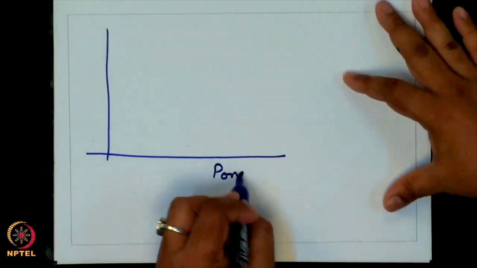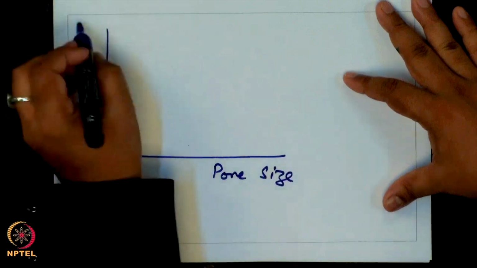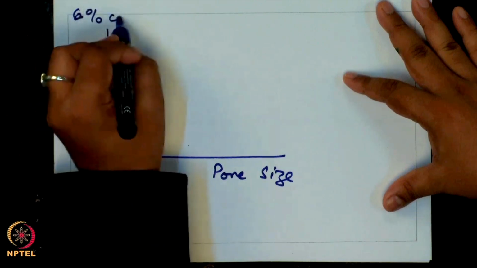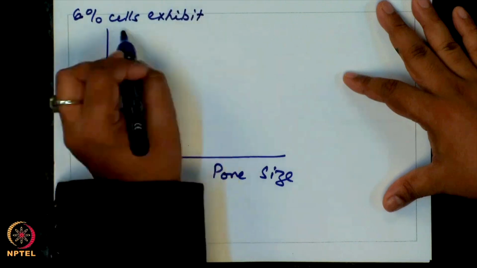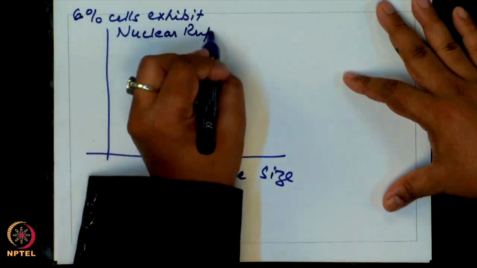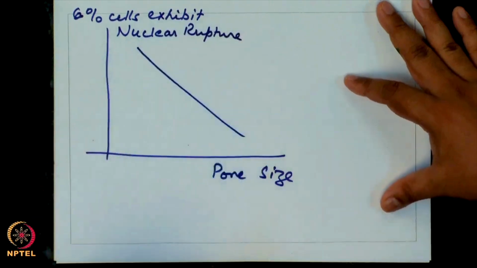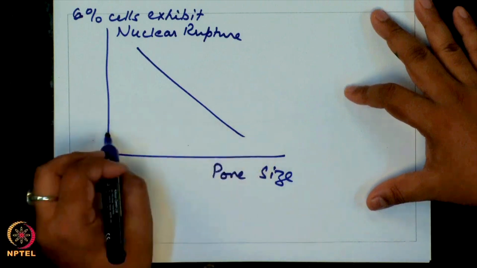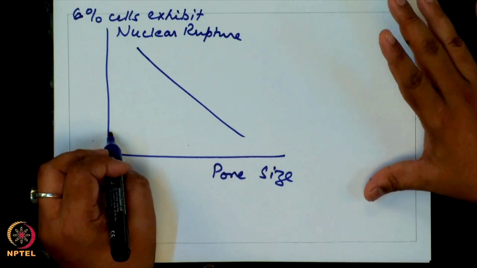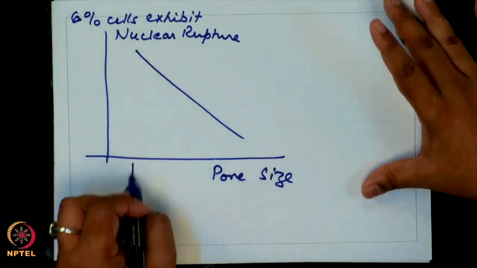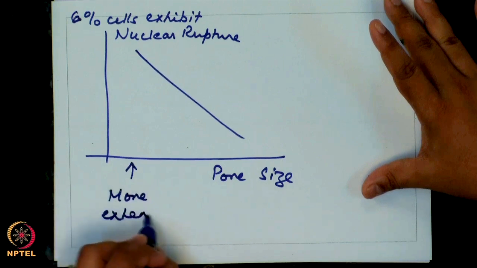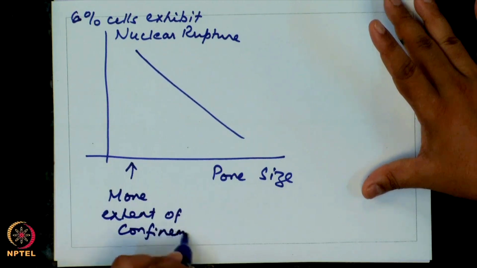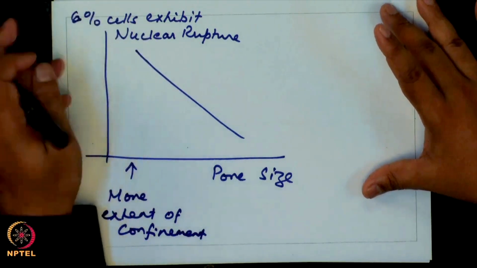Okay. And while this particular geometry was microfabricated, they have done it in multiple collagen gels, and what they found, so if you find out the average pore size, and you find the percentage of cells which exhibit nuclear rupture, they found a correlation. Okay. So, with an increase in pore size, there is a negligible number of cells which exhibit this nuclear rupture. Okay. But if you reduce the pore size, so this is more confinement, more extent of confinement. Okay. More the confinement, more amount of nuclear rupture.